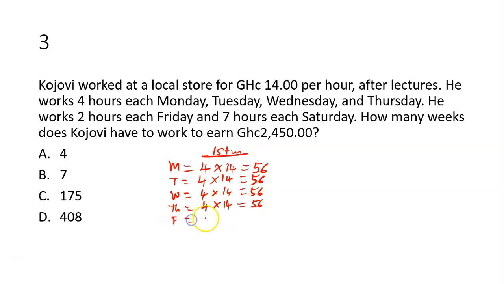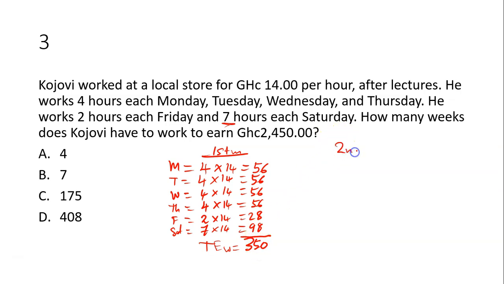Then on Friday, he works for 2 hours, isn't it? So we do 2 times 14, and that is 28. On Saturday, he works for 7 good hours. So we do 7 times 14. And that will give us what? 98. So when you add everything together, you get 350 as the total earning for the week. The total earning for the week is 350 Ghana cedis.